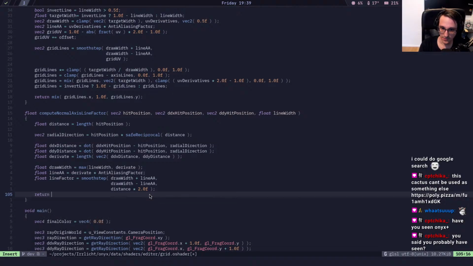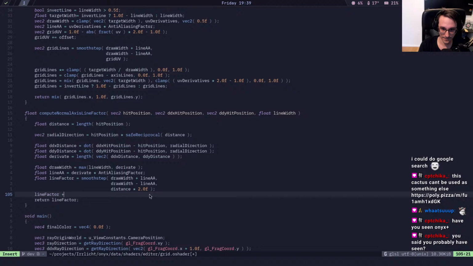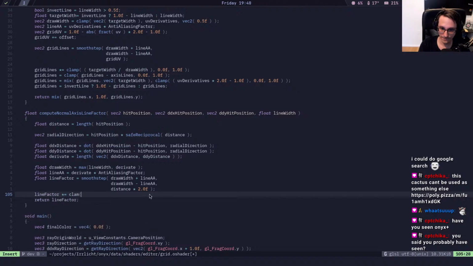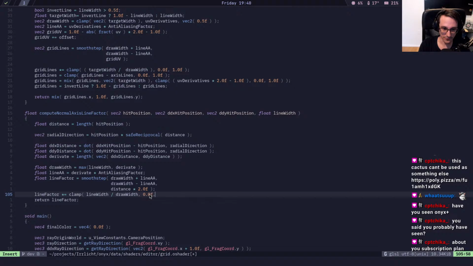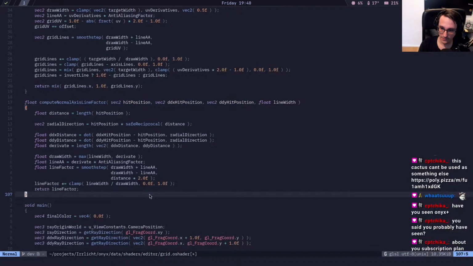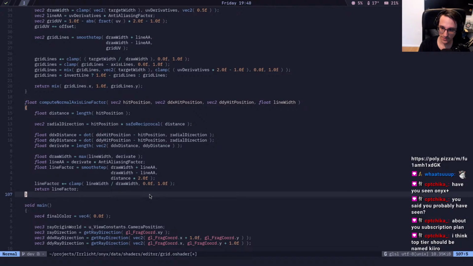And then we basically return that line factor here, and we do the same thing. Well, I guess let's do it like that. Clamp between line width and the draw width and 0.0f, 1.0f. Perfect. Okay.